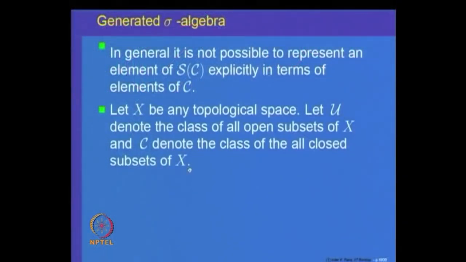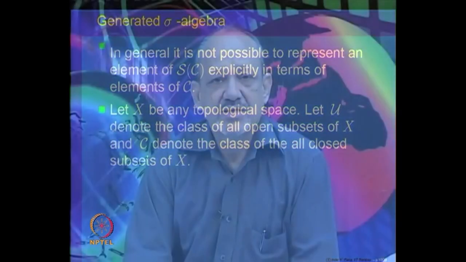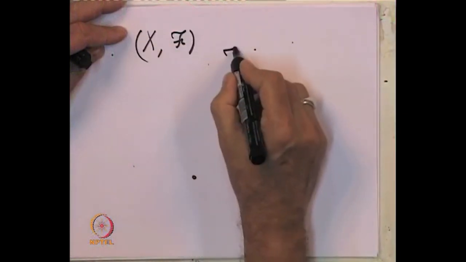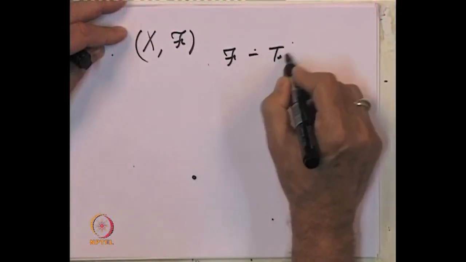Let us look at some more properties of such kinds of objects. Let us look at something called a topological space. I hope some of you are aware of what a topological space is. A topological space consists of a set X and a collection of subsets of X, called tau, which is called a topology.